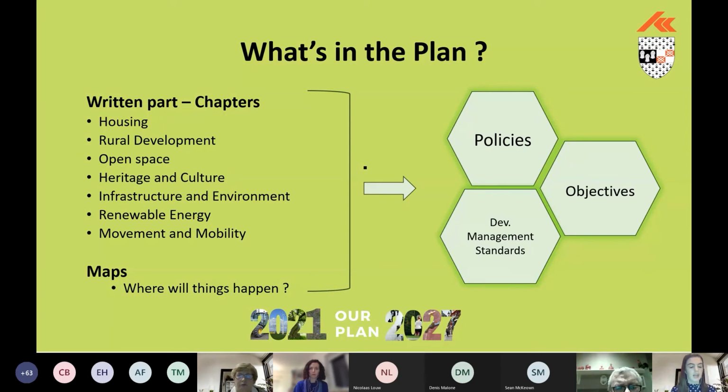For example, in the context of renewable energy, we have objective 11C for Kilkenny County to meet 100% of electricity needs for the county by 2030. Development management standards then are the standards that every application must adhere to.